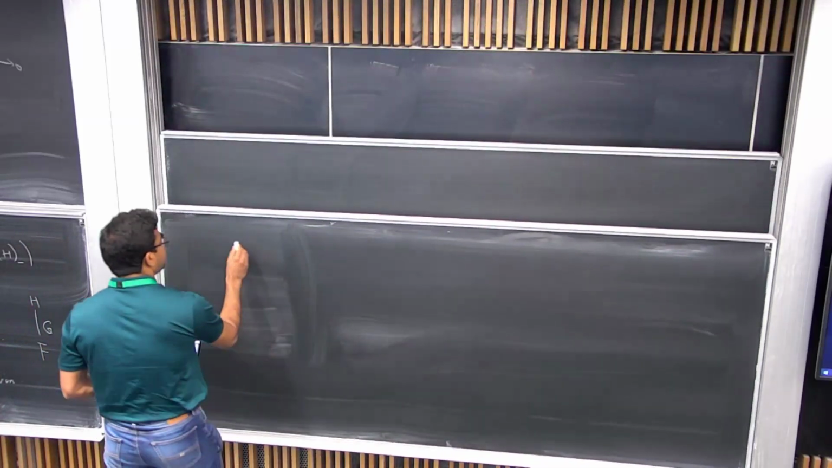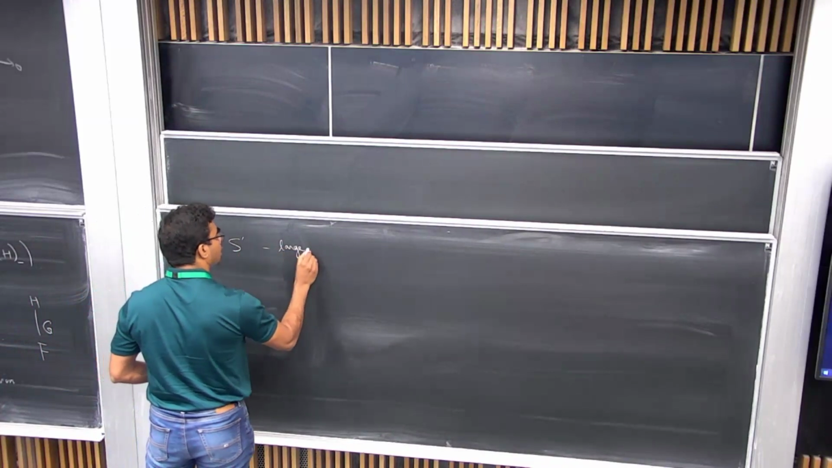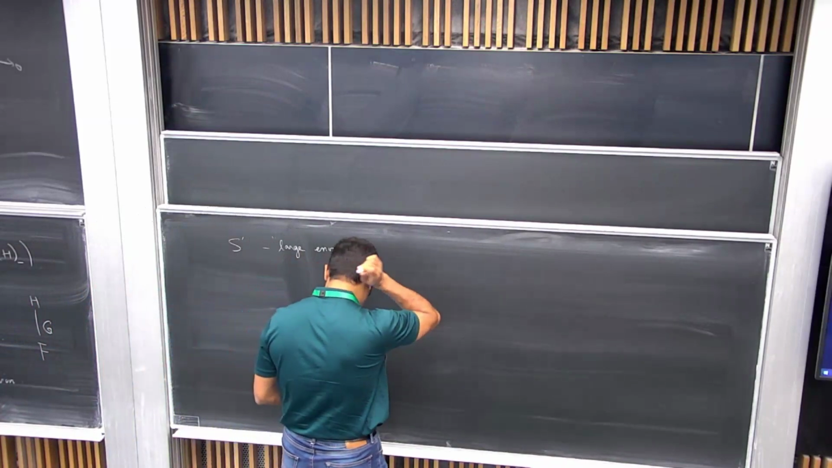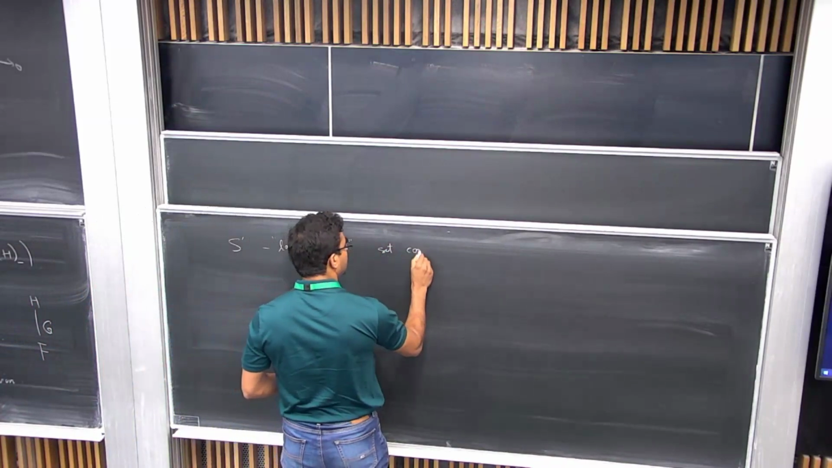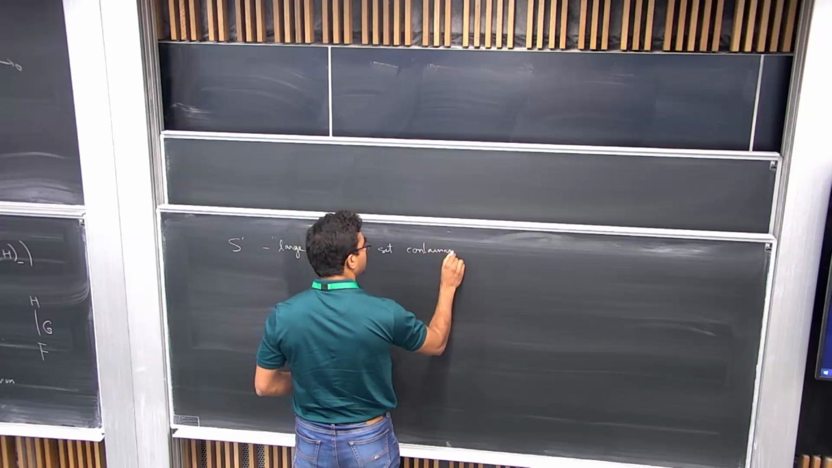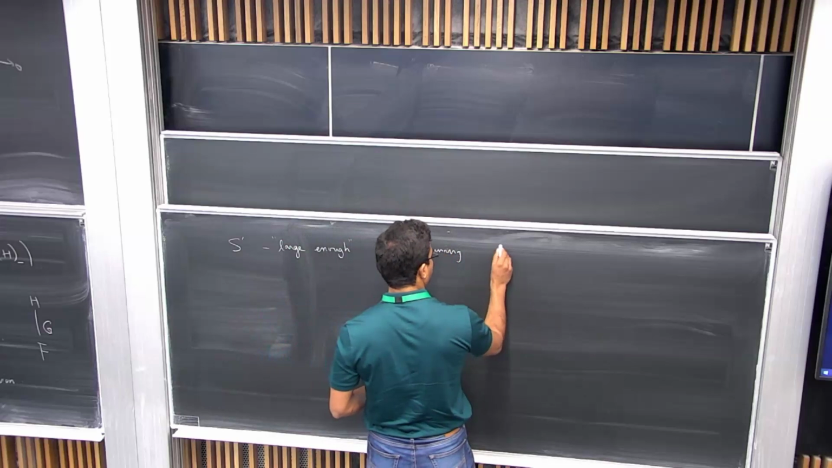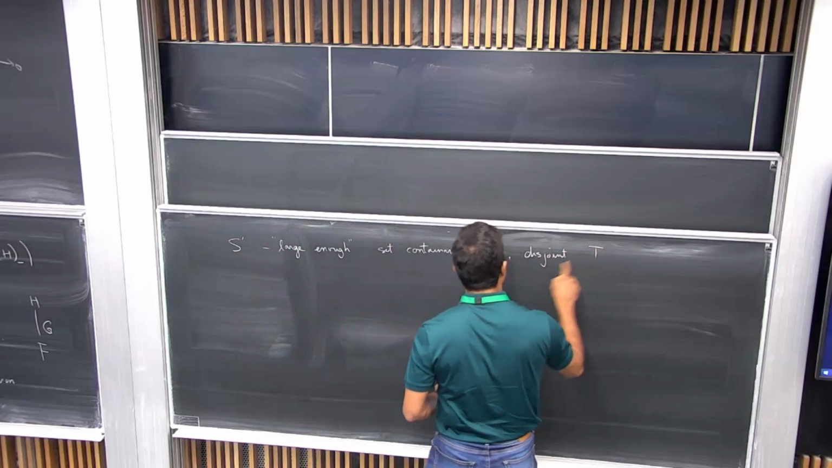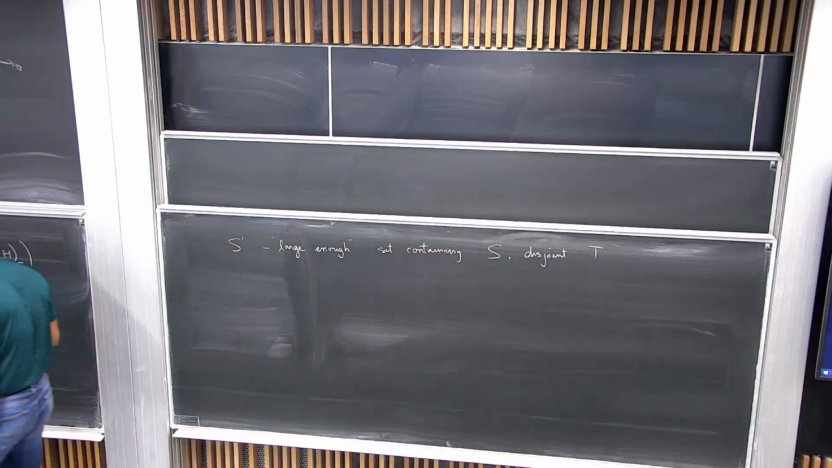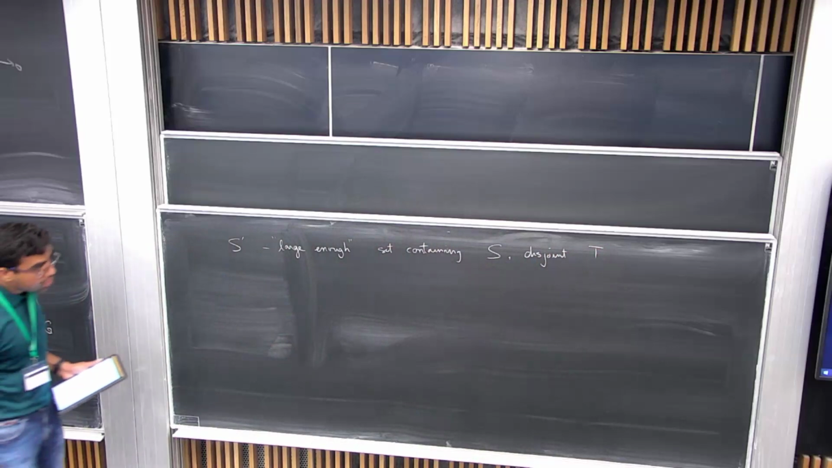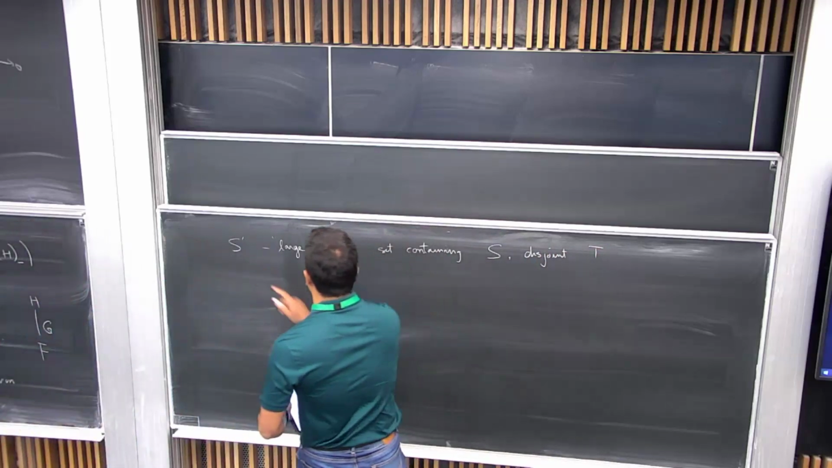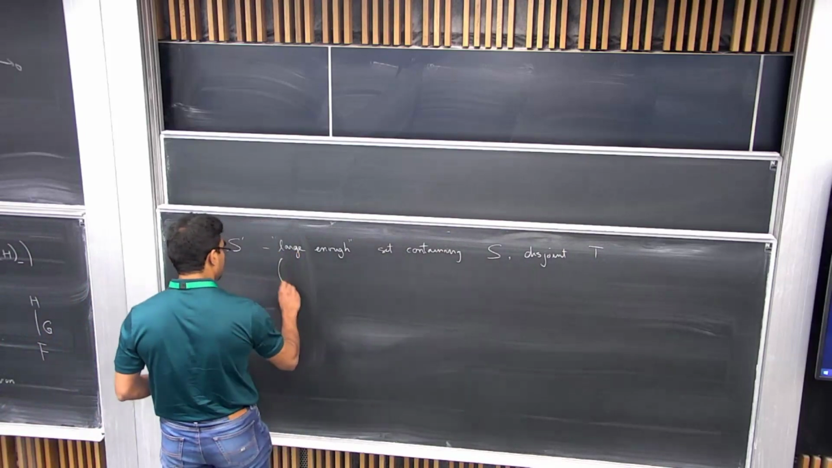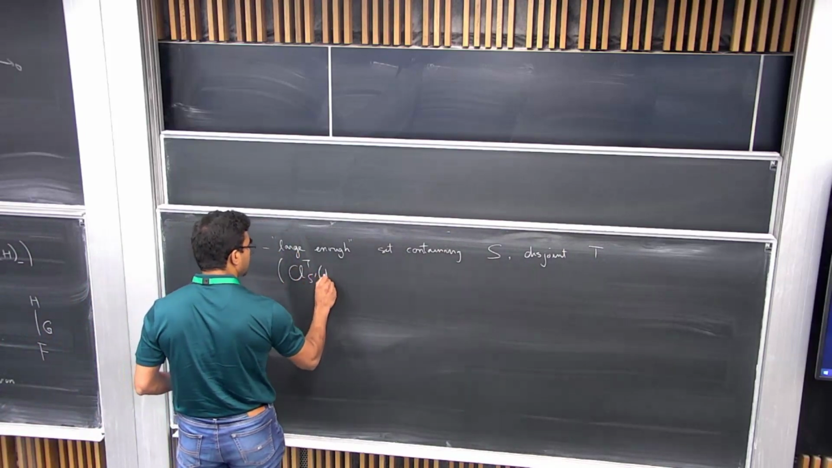Okay, so I take S prime to be a large enough set containing S, already changing notation, but disjoint from this set T. So remember, S was just the places of F that ramify in H and infinite places. I contain S, I take S prime, which is large enough. So what does large enough mean? It just means that this class group is trivial.